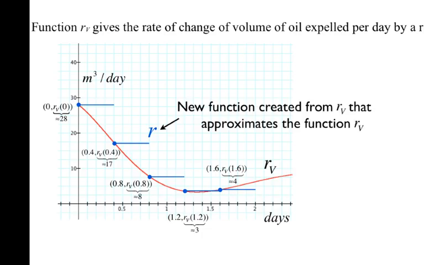Okay, but what's the advantage to us? What is the advantage of R over R sub V? Why would we make it worse? We've got the exact rate function. Why are we making it into an approximation? There's a huge advantage to this new function R. What is it?